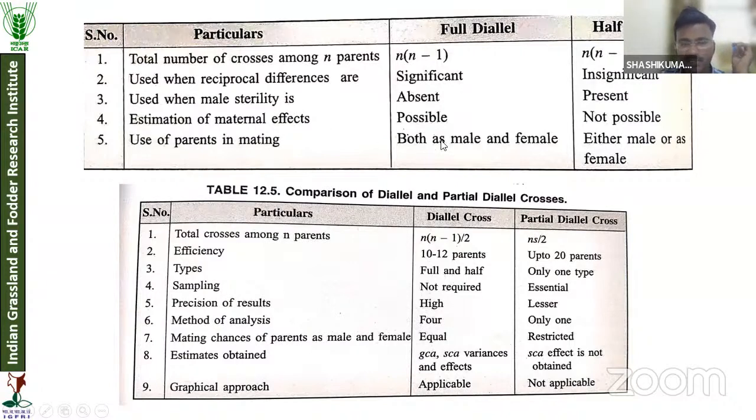Estimation of maternal effect is possible in the case of full diallel. Here it is not possible. As you know, in the full diallel, both male and female are used for mating. Here, either male or female is used for the mating.